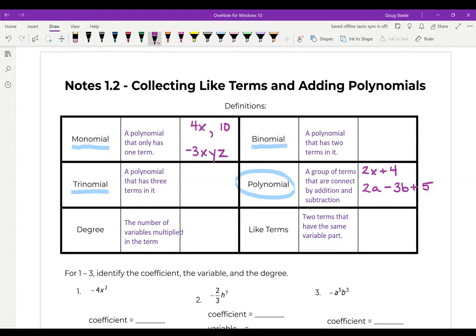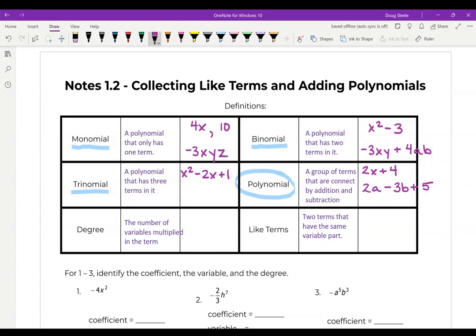A binomial, as we discussed, is that 2x plus 4. It could be like x squared minus 3. Could be that negative 3xy plus 4ab. It could be anything, but it just can only be 2 terms. And then lastly, we have the trinomial, which we discussed was that 2a minus 3b plus 5. Another one could be x squared minus 2x plus 1.